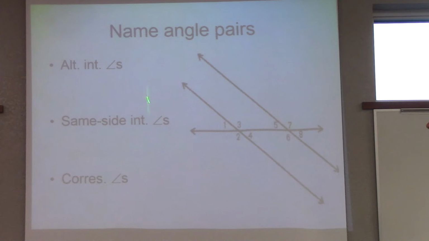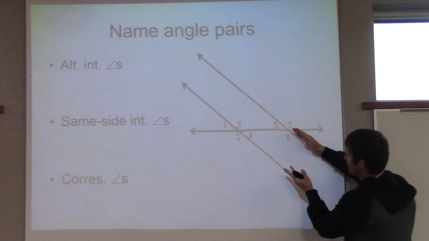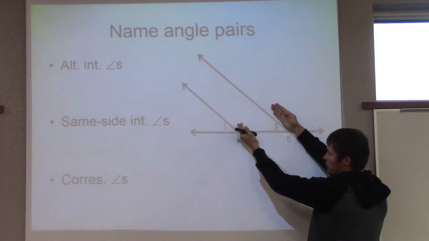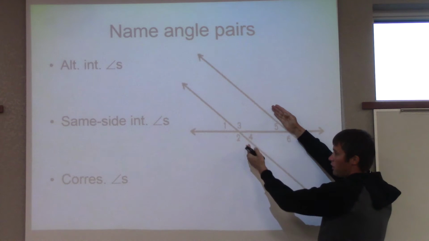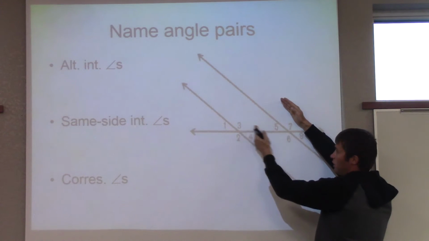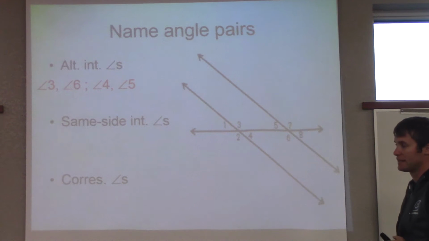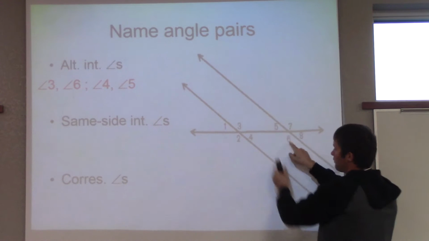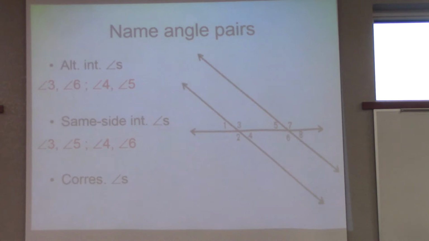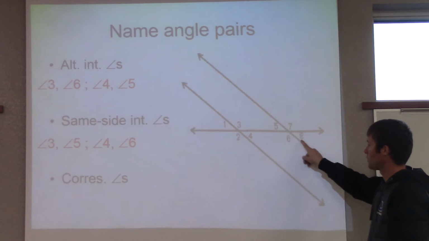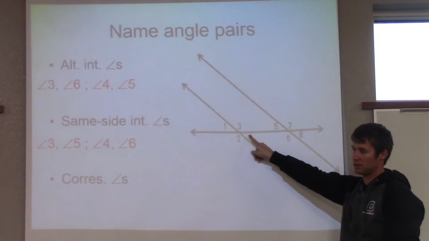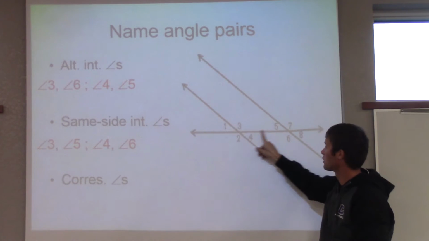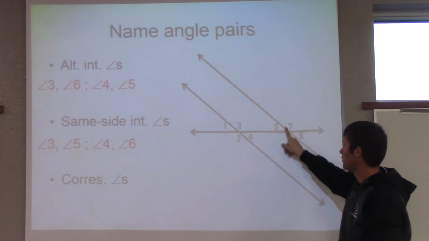So we want to identify alternate interior angles. These are my lines that are parallel, right here. We're only looking at angles 3 and 4, 5 and 6. So alternate interior would be 4 and 5, or 3 and 6. Same side interior angles would be 3 and 5, 4 and 6. Corresponding angles correspond to position. So 8 corresponds to 4, 6 corresponds to 2, and up here, 1 corresponds to 5, and 3 corresponds to 7.